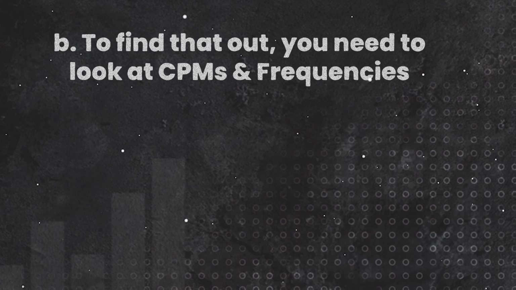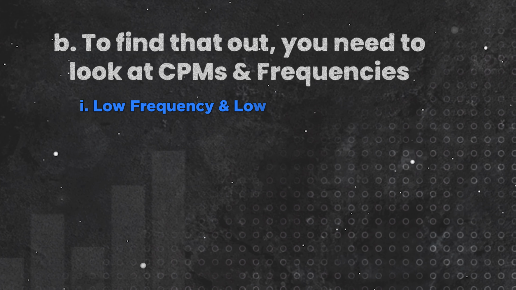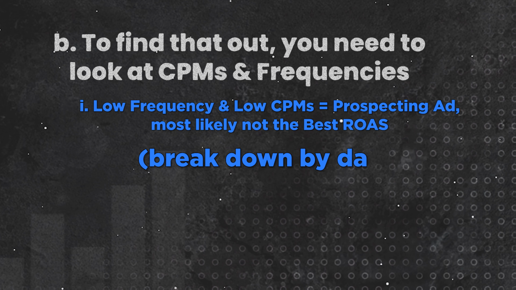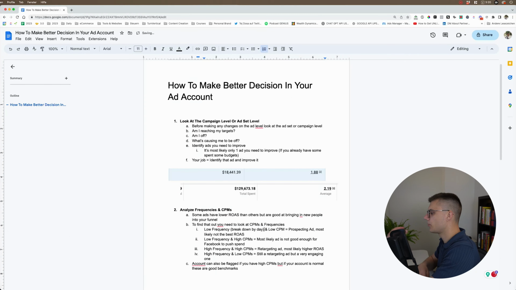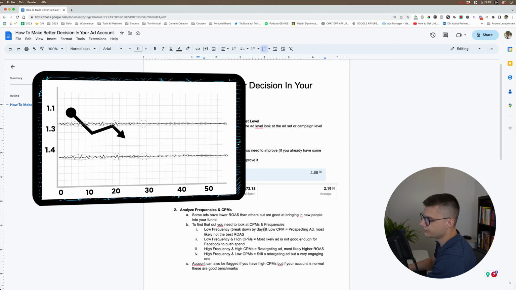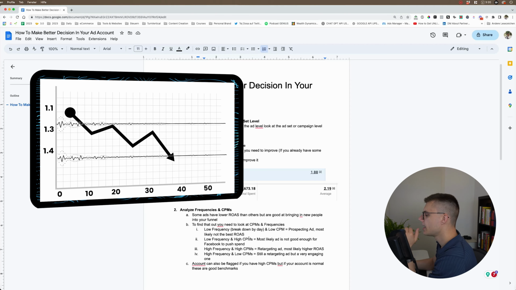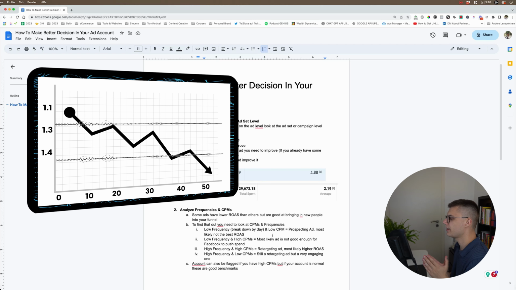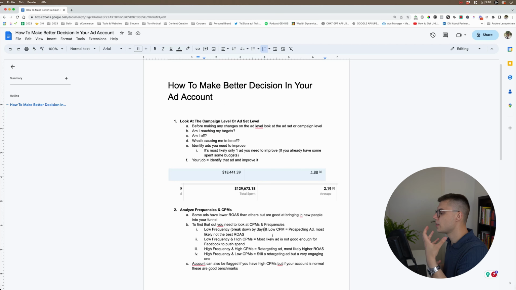There are essentially 4 different instances which you can look at. So the first instance is low frequency and low CPMs. Also always break down by day. So if you want to take a look at the frequency, break it down day by day, and then look at the last 7 or last 14 days. The ads which have a low frequency on a day-by-day basis, and by low, I mean below a 1.1, so the daily frequency is like 1.03, 1.04, something like that, and if they have a low CPM compared to your account average, then this ad is most likely a prospecting ad. And they often do not bring in the best ROAS or the best CPAs, simply because they're prospecting ads. Their job is to bring new people into the funnel, right?